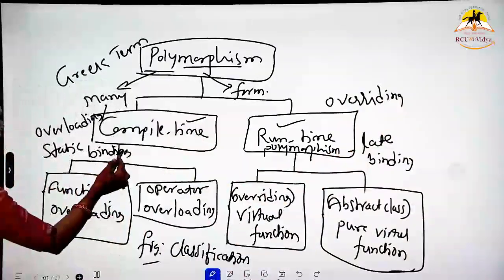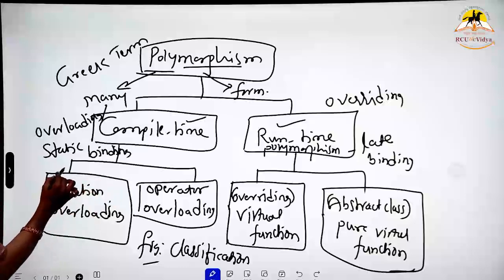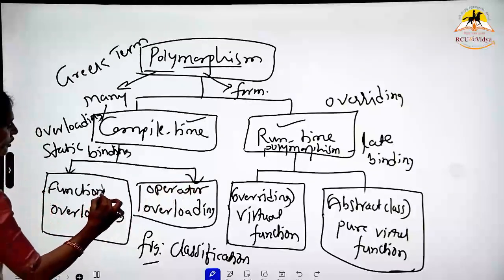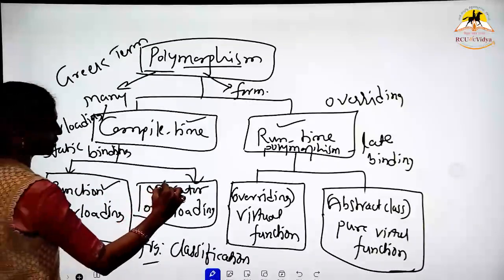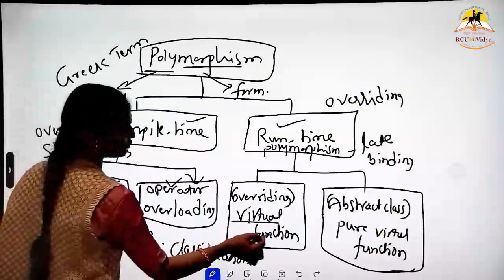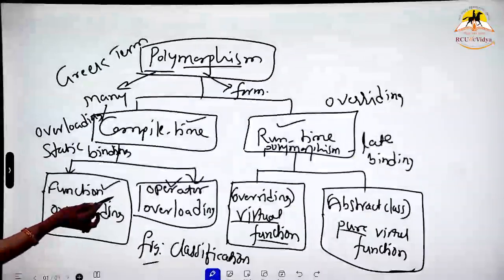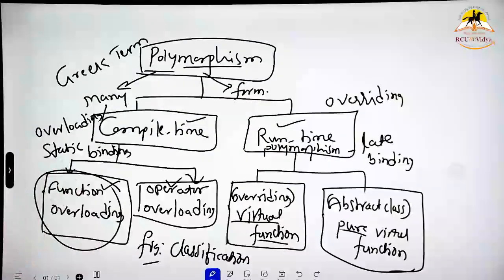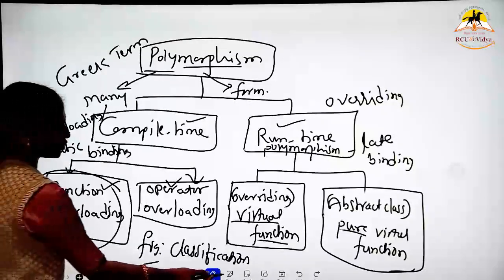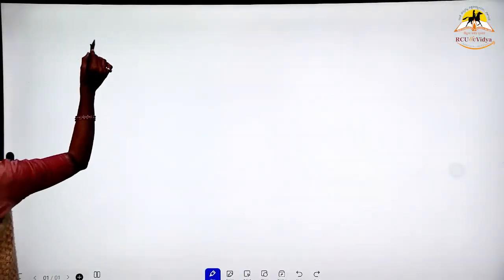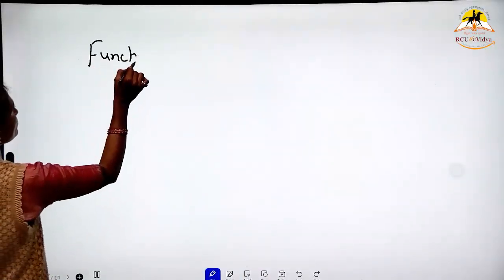Okay, so compile time polymorphism can be achieved in two ways. One is using function overloading and the other concept is operator overloading. Whereas runtime polymorphism can be done with a virtual function or a pure virtual function. So today's main focus is function overloading.